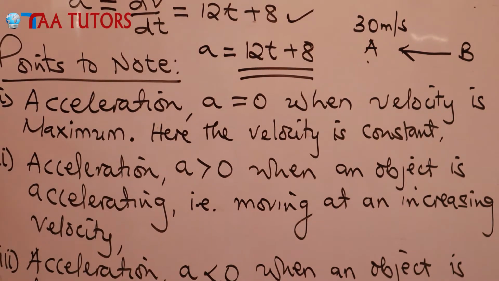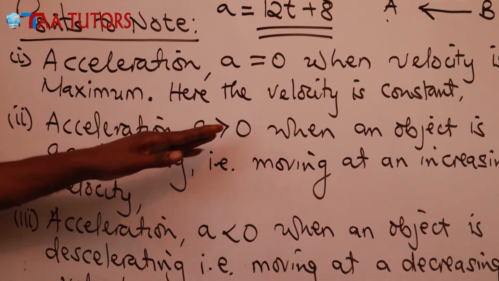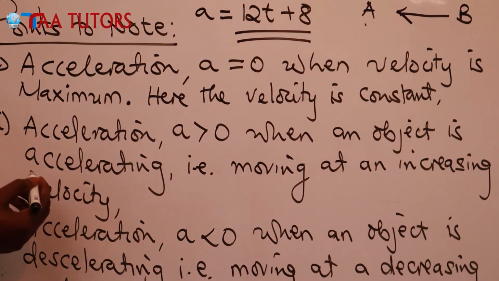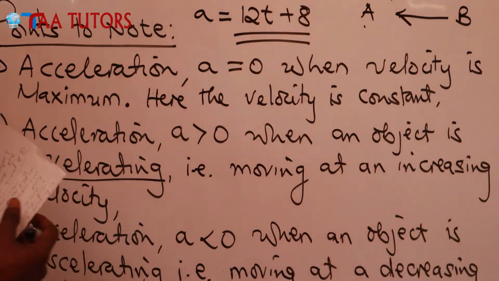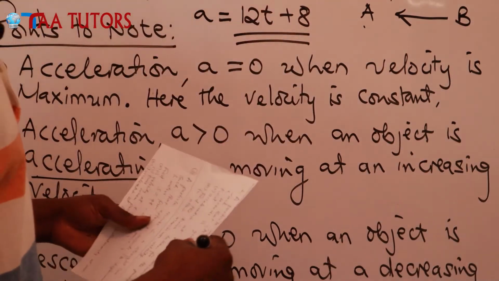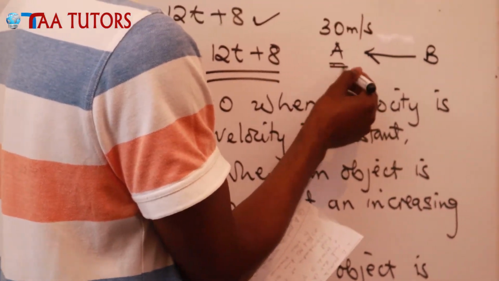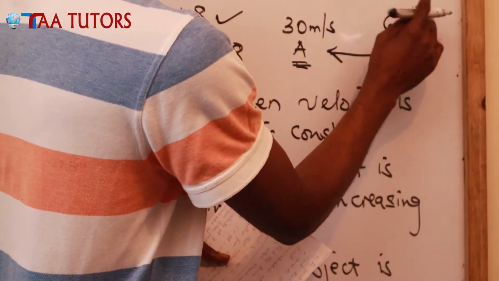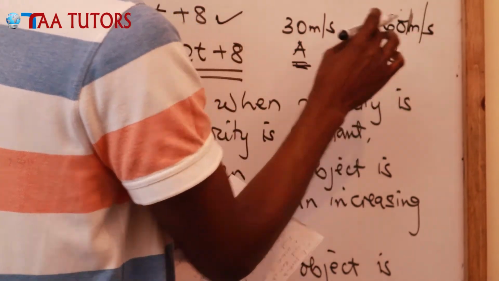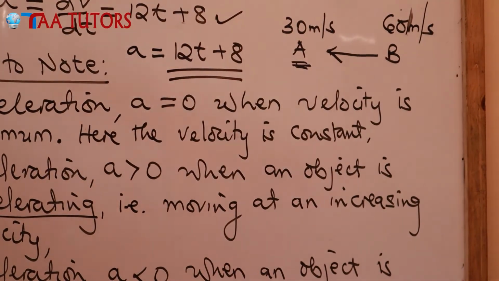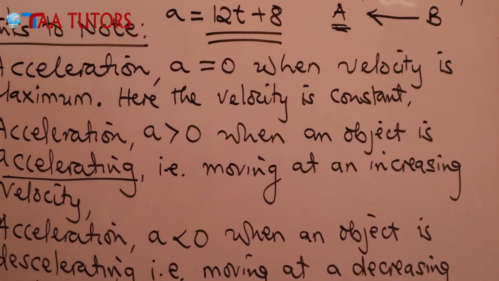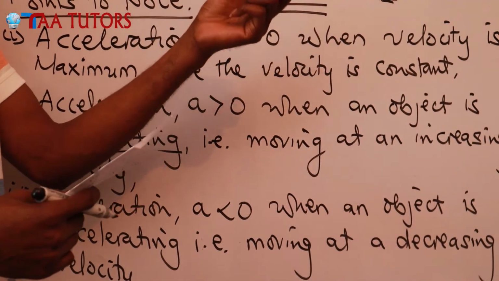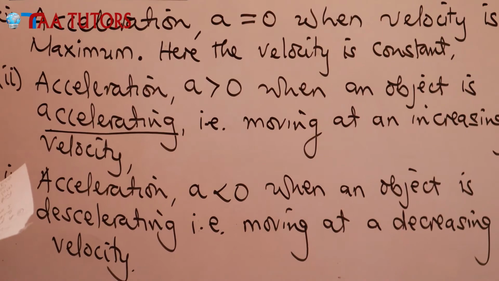The second point is that when acceleration is more than 0, a greater than 0, then the object is accelerating, meaning the object is moving with increasing speed. In the case here, at A it is 30 meters per second, but at B 60 meters per second. It means the object is moving, yes, but the speed has increased from 30 meters per second to 60 meters per second. So that's what you get when the acceleration is positive, then it is accelerating.